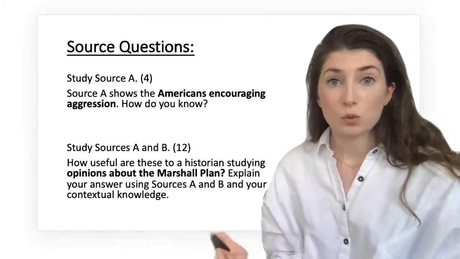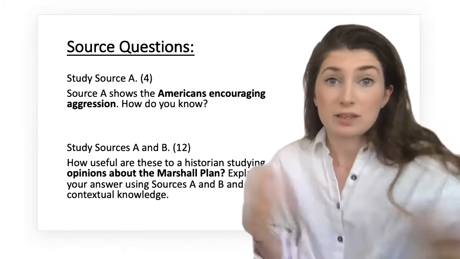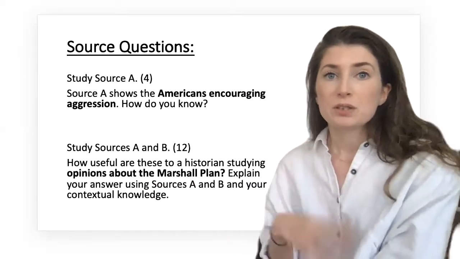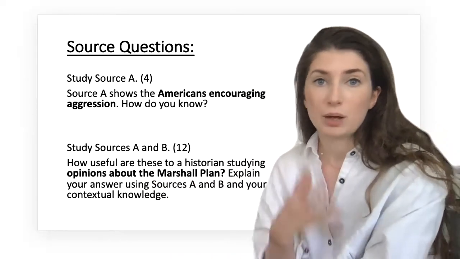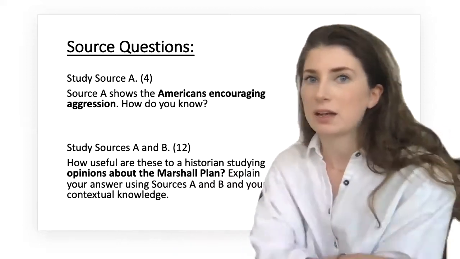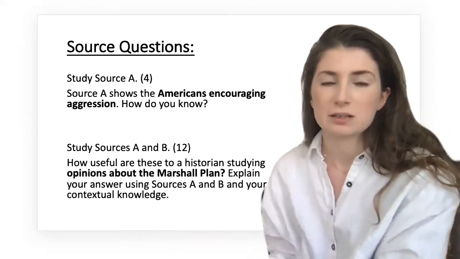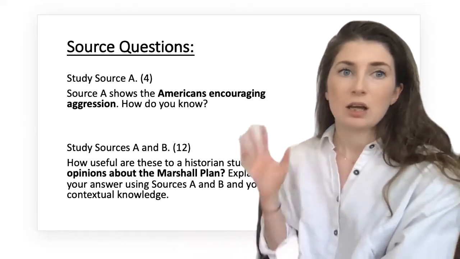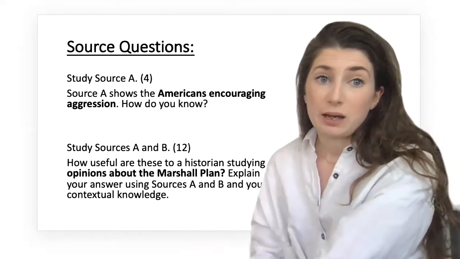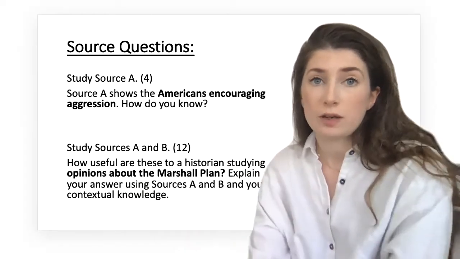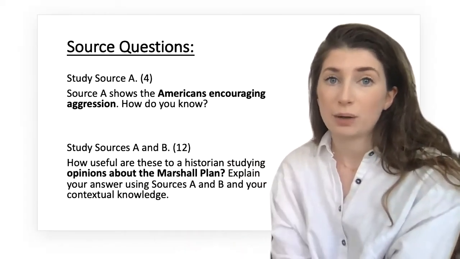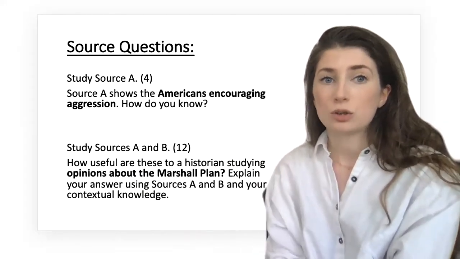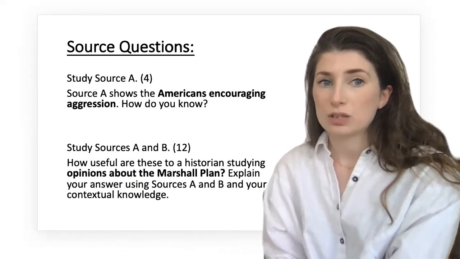Right, the 12-mark question, what is it? I've written it up here for you, and I'll just read it out. So study source A and B, but it will be B and C. It might be H and F. They normally give you random letters. Don't really know why they don't do it A, B, C, but they do. But anyway, study source A and B. How useful are these to a historian studying opinions about the Marshall Plan? Explain your answer using A and B and your contextual knowledge.